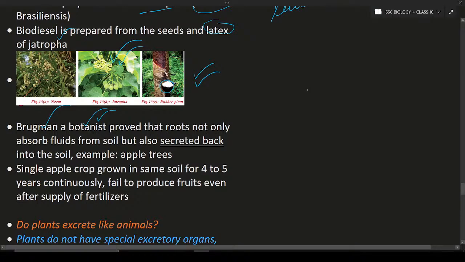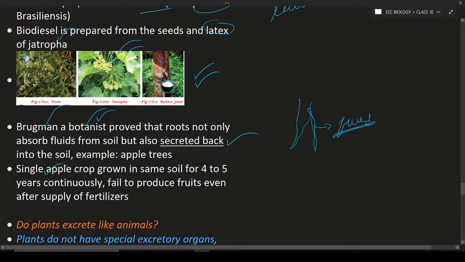So he observed this in the apple crop. Secretion is nothing but removal, the releasing of substances. Let us consider these are the roots. The roots are going to release some kind of fluid. Such release of fluid is known as secretion. Secretion means releasing of substance. So these roots are going to secrete some fluid back into the soil. That is known as secretion.